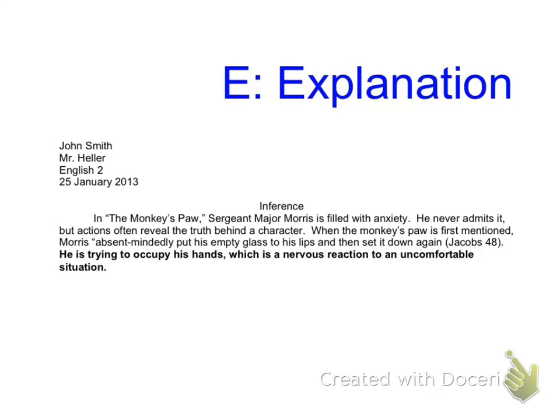The explanation is the opportunity to offer my interpretation of the link and use that interpretation to prove the inference. He is trying to occupy his hands, which is a nervous reaction to an uncomfortable situation. Here is the L. Here is the E that explains that L, and together they prove the inference.